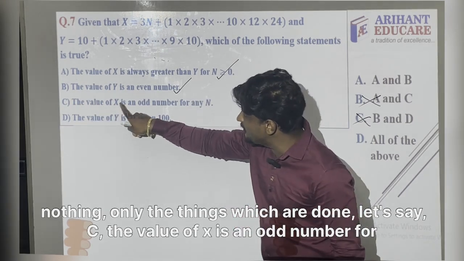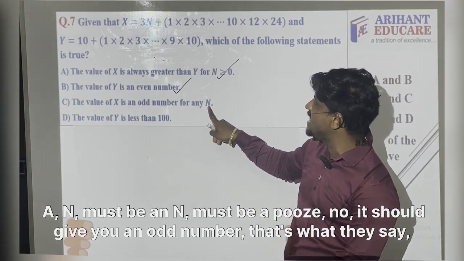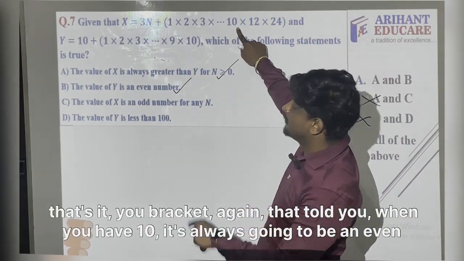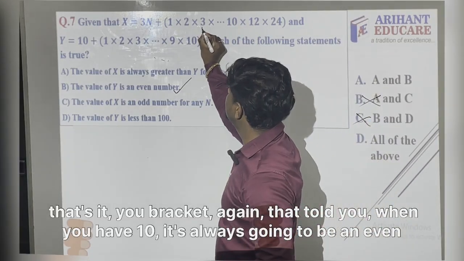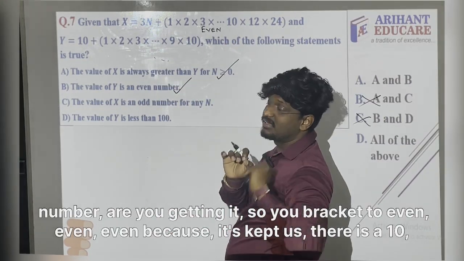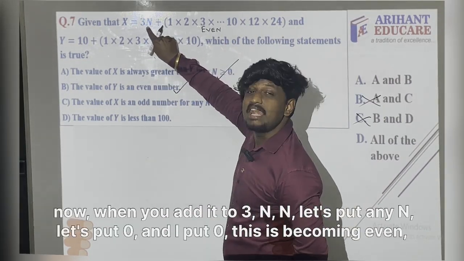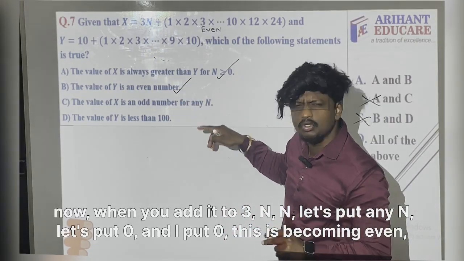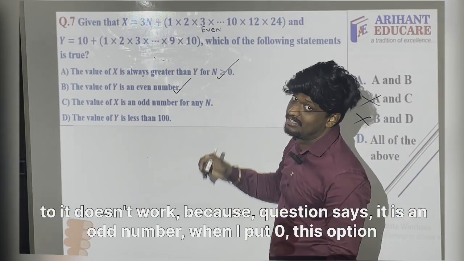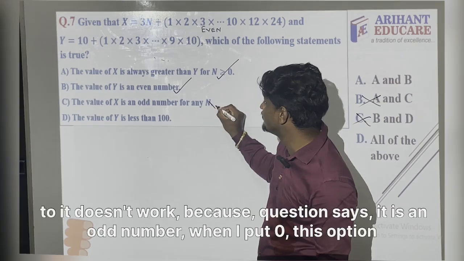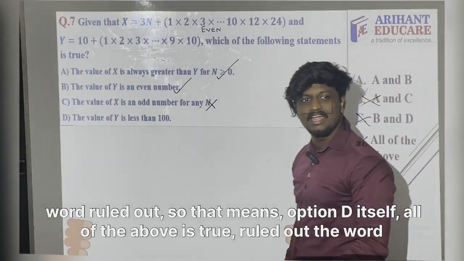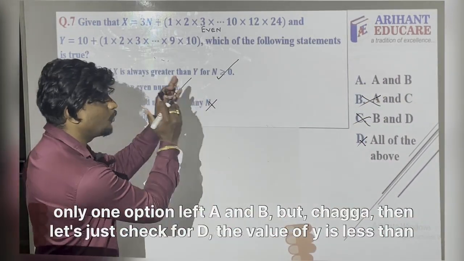Let's check. See, the value of X is an odd number for any n. मतलब ये n के बदले कुछ भी डालो, it should give you an odd number. That's what they're saying. Let's check. ये bracket again. I told you when you have 10, it's always going to be an even number. Are you getting it? So ये bracket तो even ही रहेगा because उसके पास there is a 10. Now when you add it to 3n, n को let's put any n बोला, so let's put 0. When I put 0, this is becoming even. So it doesn't work because the question says it is an odd number. Nah. When I put 0, this option got ruled out. So that means option D, which said all of the above is true, ruled out. I've got only one option left, A and B.